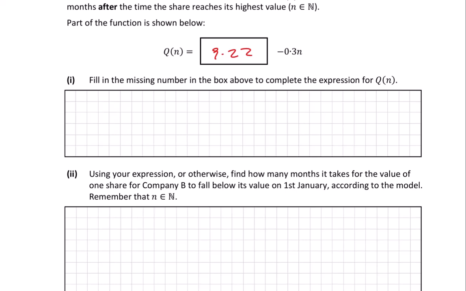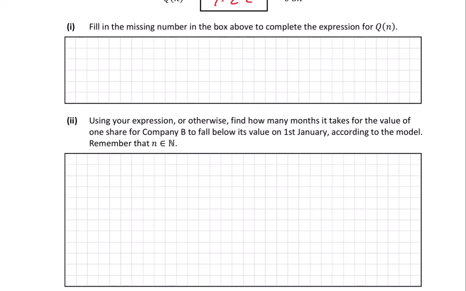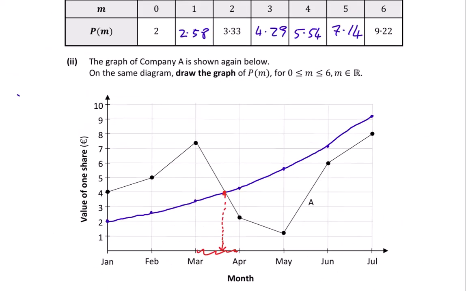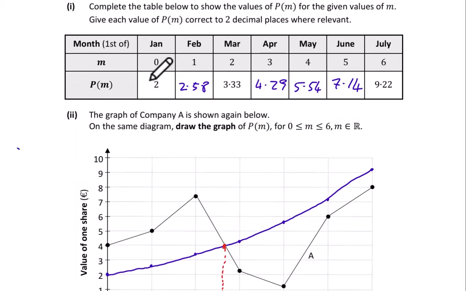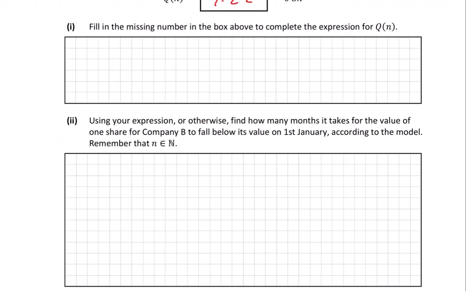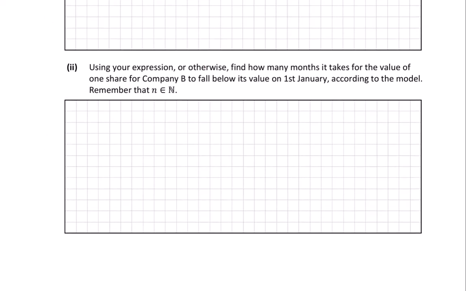Use your expression or otherwise find how many months it would take the value of one share for company B to fall below its value on the 1st of January according to the model. So the 1st of January, we look up here, on the 1st of January we're looking at €2. So it needs to get below €2. So what you would do is take the 9.22 minus 0.3n, and you want that to be less than, it needs to fall below, so it needs to be less than €2.